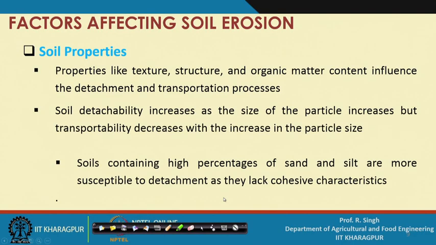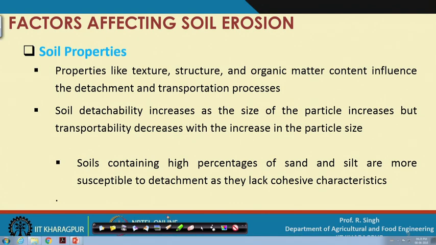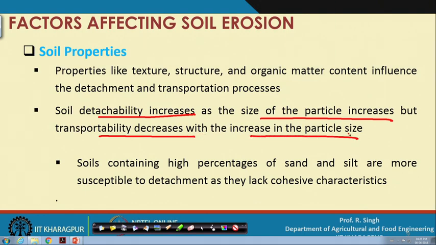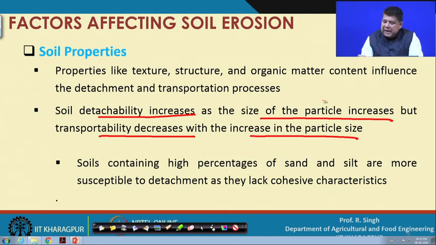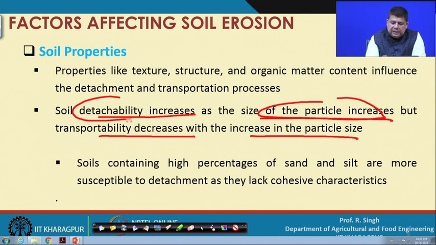Then comes the soil properties. Properties like texture, structure and organic matter content influence the detachment and transportation of soil particles, and as a general rule, soil detachability increases as the soil particle size increases, but transportability decreases with the increase in soil particle size. That simply means that if the size of the particle is more, it can be easily detached.